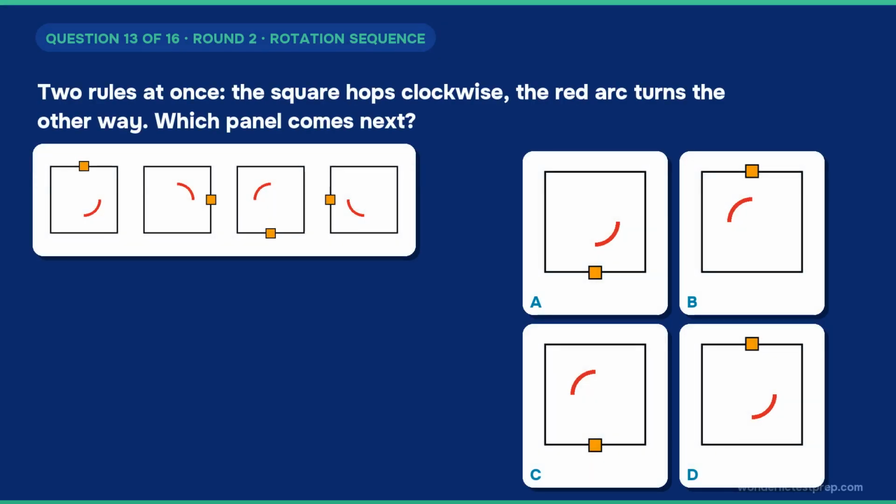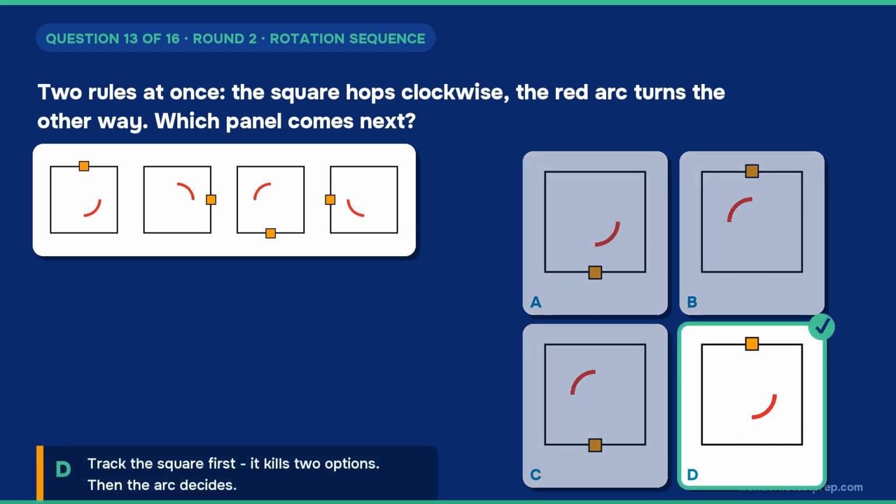Question 13. 2 rules at once. The square hops clockwise, the red arc turns the other way. Which panel comes next? 15 seconds. D. Track the square first. It kills 2 options. Then the arc decides.